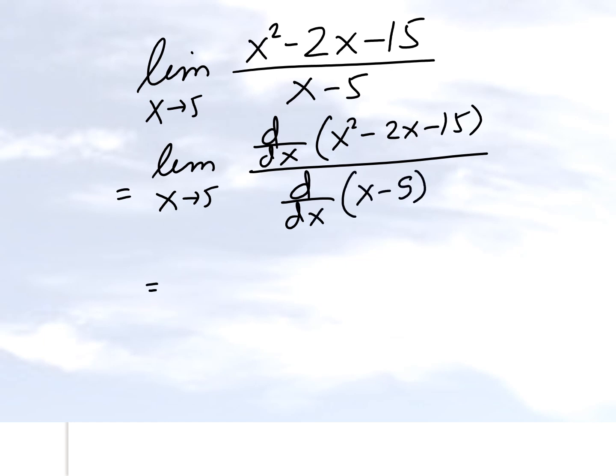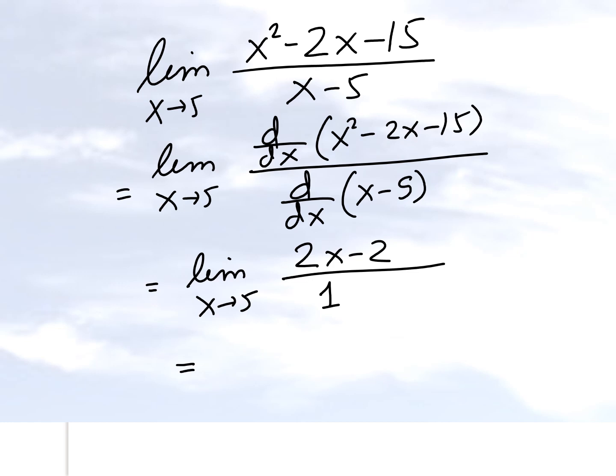And what is the derivative of the numerator? It is 2x here and minus 2 here, so 2x minus 2. And of course, the derivative of 15 is 0. The derivative of x is 1 and the derivative of 5 is 0, so that's what we get. Now, as x approaches 5, 2x minus 2 has a finite value, and 1 has a finite value. So we can just substitute 5 for x and get the limit, in this case being 8. So we applied L'Hopital's rule to find that the limit of this expression is 8.